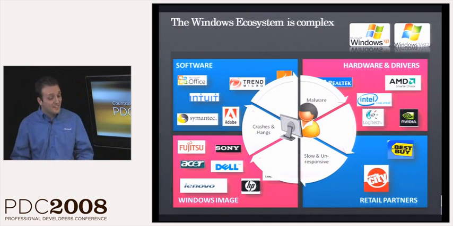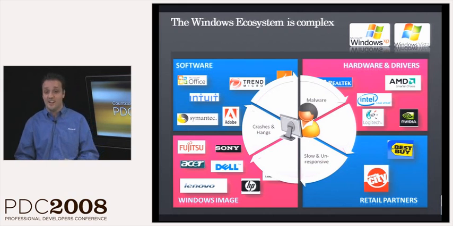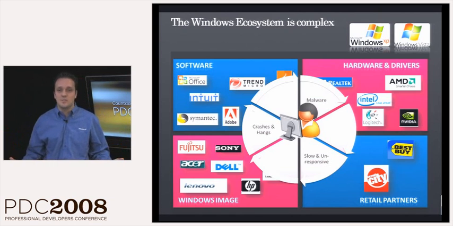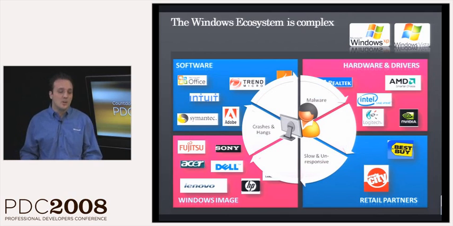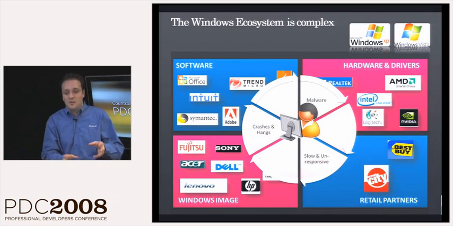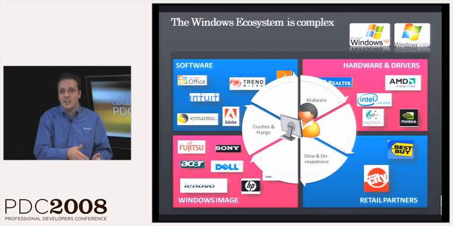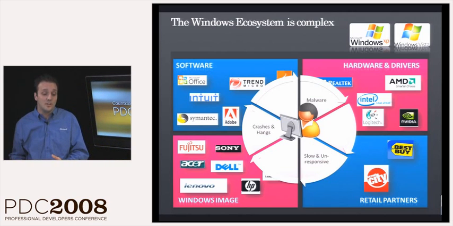So in the middle of this complex ecosystem with all these different partners contributing, we have the user. And they're out there using their PC every day. They can experience crashes and hangs, slow and unresponsive software. And then, of course, there's malware out there that can also contribute to this ecosystem. So with this huge, complex ecosystem, it's hard for any one partner to understand how what they've done to try and provide a better experience for the user could actually have an adverse effect down the road.